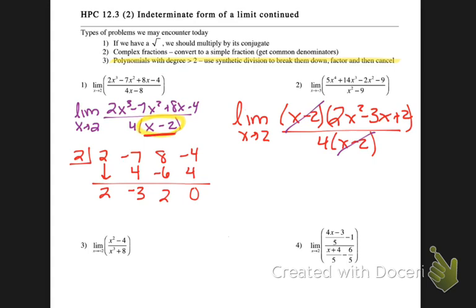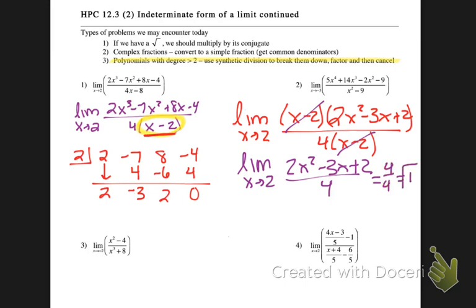So now you can try direct substitution again. So now what we're left with is the 2x squared minus 3x plus 2 over 4. Try direct substitution, and as long as you don't have any issues, you're fine. So it looks like when I substitute 2, I'm going to get 4 over 4, which is 1. No issues, so the limit is 1.